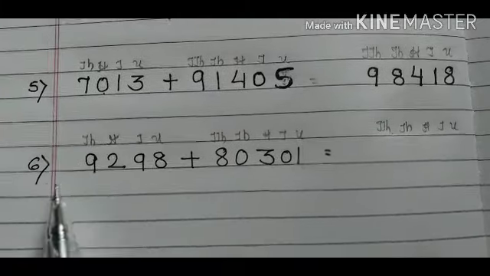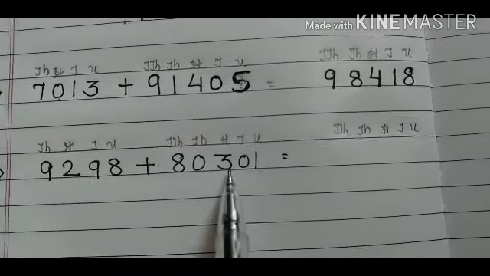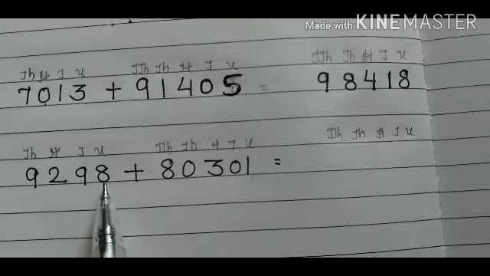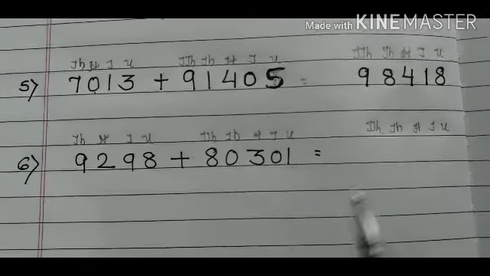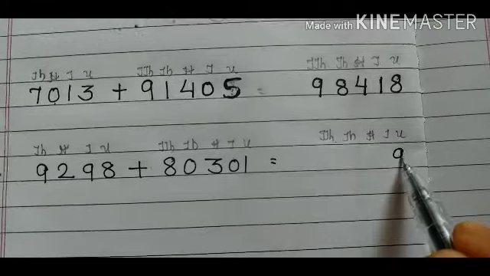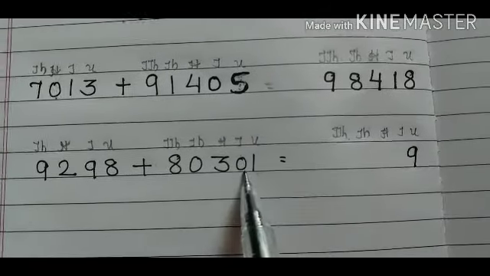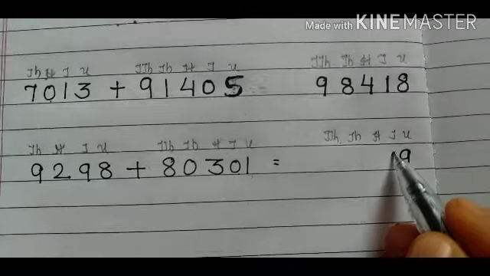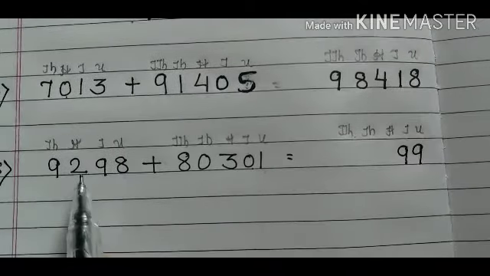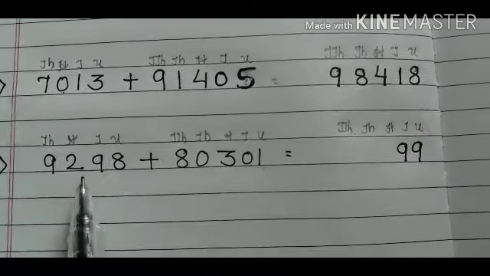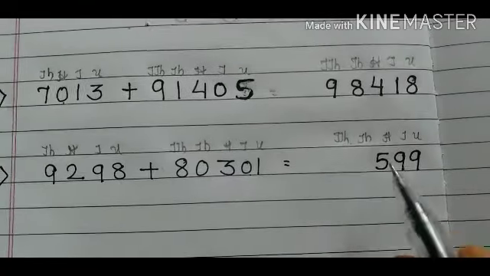See example number 6, 9,298 plus 80,301. So first we will add units place. So 8 plus 1. 8 plus 1 is 9. So in unit place we will write it as 9. In tens place 9 plus 0. 9 plus 0 is 9. So in tens place also write down 9. In hundreds place 2 plus 3. 2 plus 3 is 5. So write down 5 in hundreds place.